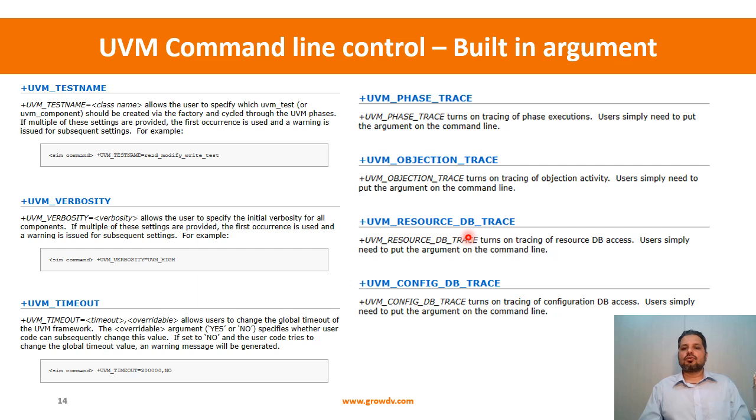And then you have +UVM_RESOURCE_DB_TRACE. If you use resource DB because you don't care about the hierarchy, then all the get and set, which is very similar to what we saw in the context of config DB, all those accesses will get printed. And then you have +UVM_CONFIG_DB_TRACE. So you can use this argument to print all the get and set that happens within the config DB. These trace debug arguments are very useful when you have issues with the UVM, which you can utilize.